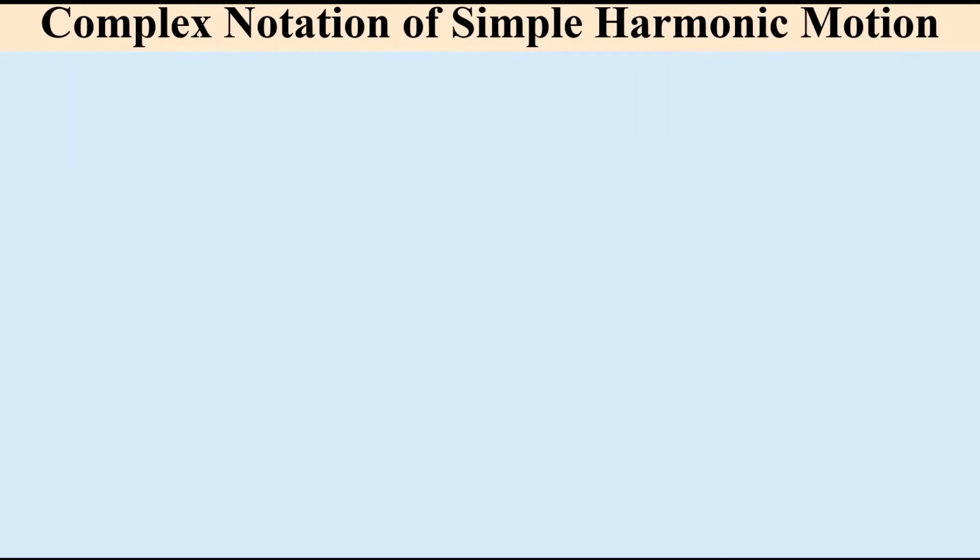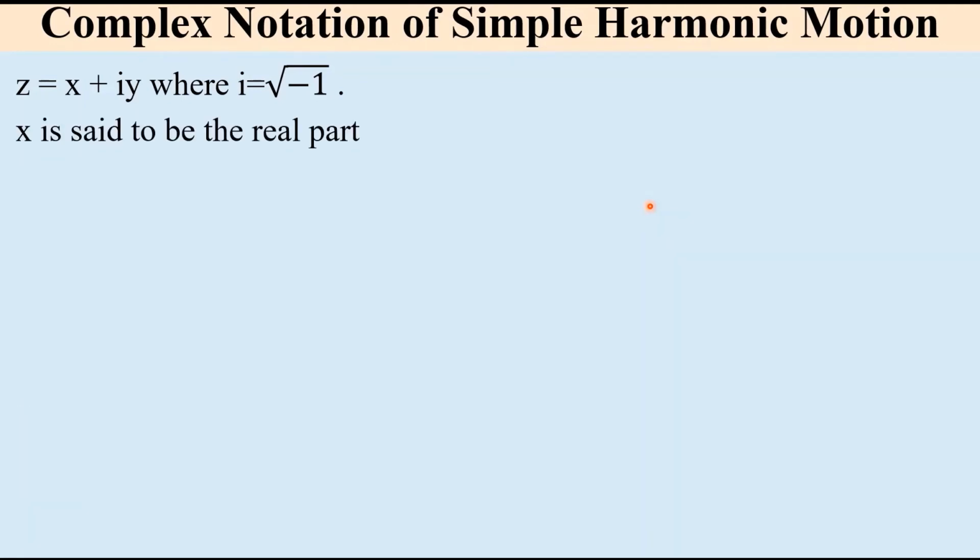We can represent the simple harmonic motion by a complex notation. A complex number z has the form z is equal to x plus iy, where i is equal to square root of minus 1, which is termed imaginary. x is said to be the real part of the complex number and y is said to be the imaginary part. Both x and y are real numbers. The method of representation of the complex number in a coordinate form is called Argand diagram.